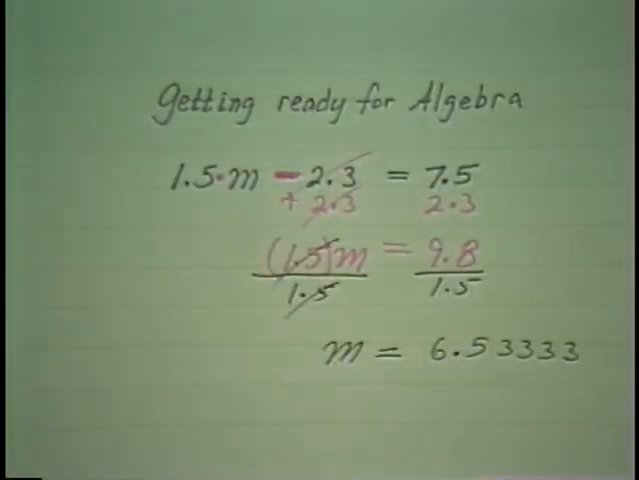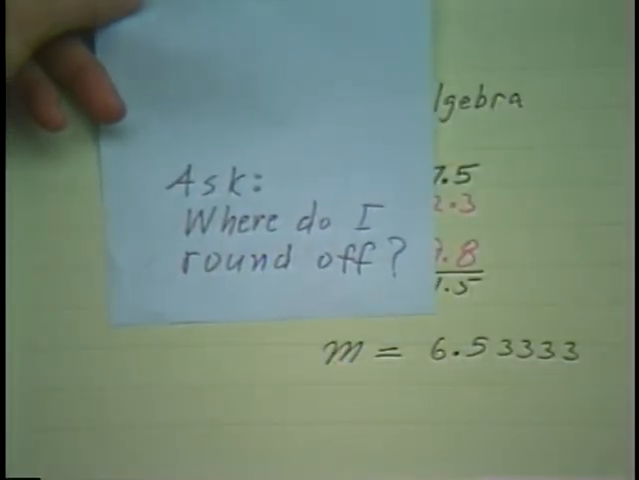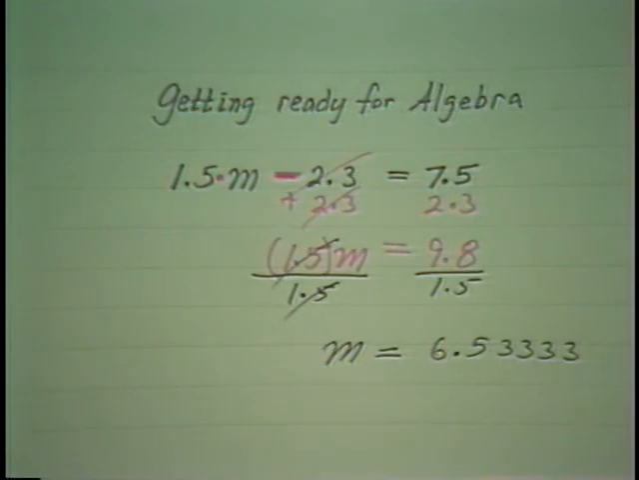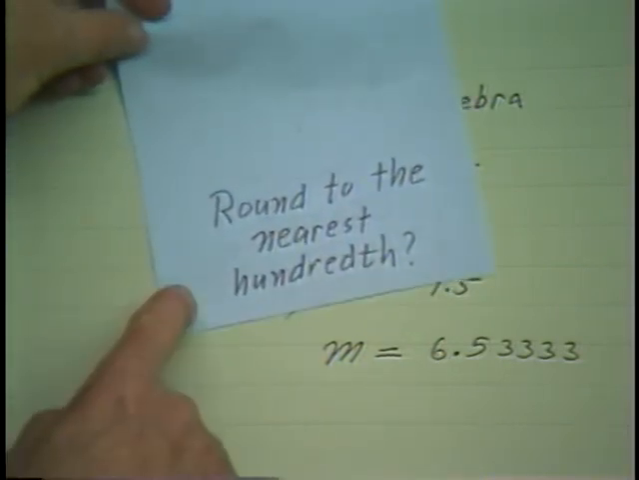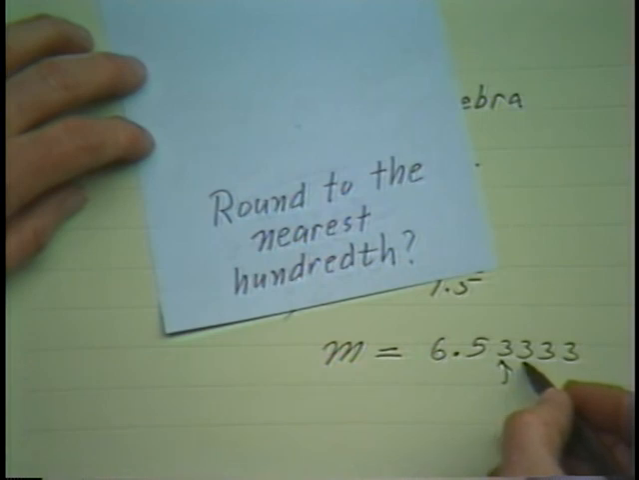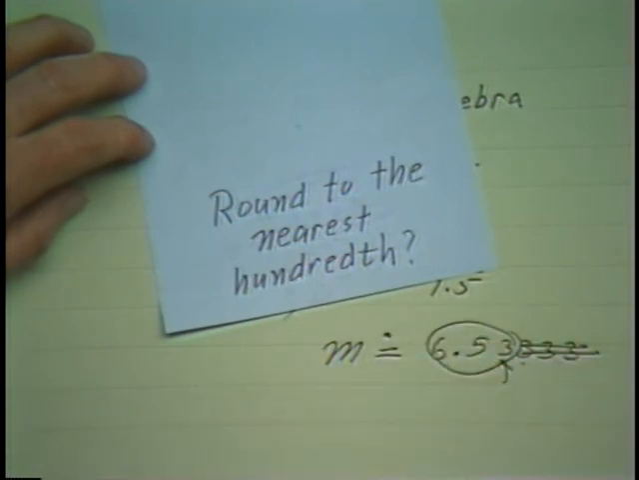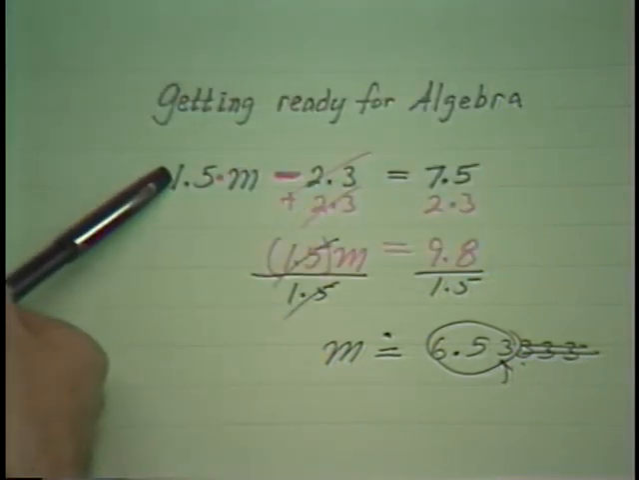So if our answer is to be in decimals, we must ask, where do I round off? And you must ask that, or your situation must tell you. There is no math rule for that. And let's say the reply was round to the nearest hundredth. So here's the nearest hundredth. We look at the digit next to it. That's less than 5, so we round off. So this is my approximate value for m that will solve my equation.